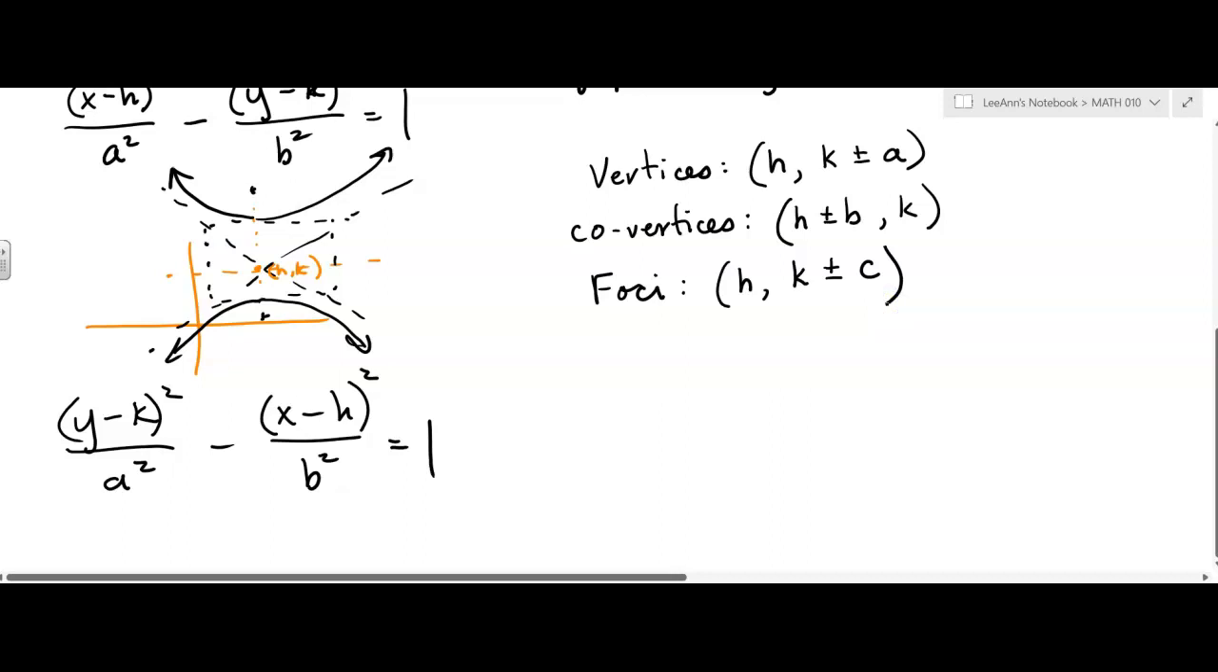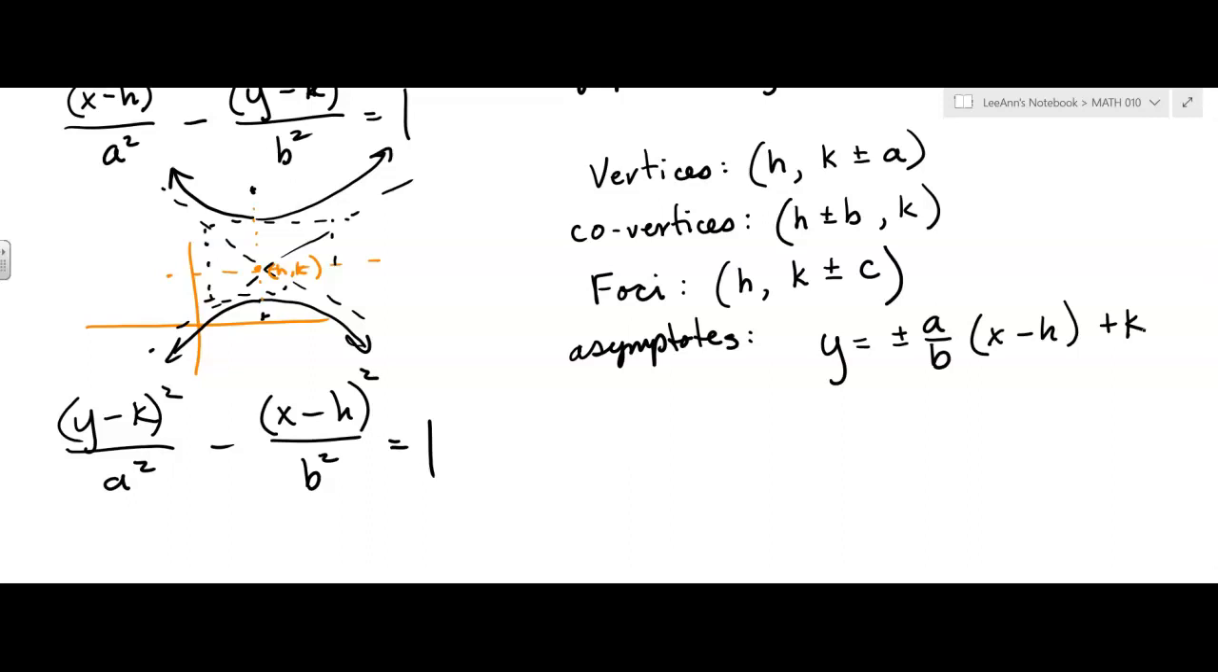Okay, we have all that. And then the asymptotes are going to be y equals plus or minus a over b, so it's the reciprocal from the other one, times (x minus h), plus k. All right, so those are the formulas that you need, and we will use them in the next video.